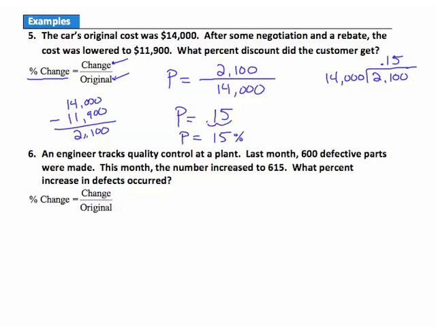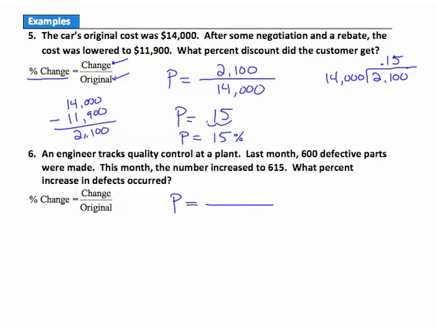Example 6. An engineer tracks quality control at a plant. Last month, 600 defective parts were made. This month, the number increased to 615. What percent increase in defects occurred? Okay, again, we're looking for the percent increase, so we're looking for P.